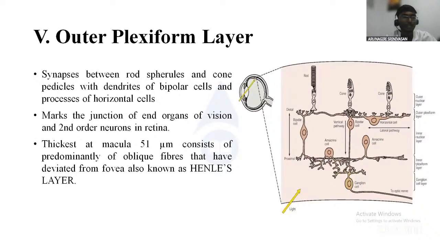Outer plexiform layer. It contains synapses between rod spherules and cone pedicles with dendrites of bipolar cells and processes of horizontal cells. It marks the junction of end organs of vision and second order neurons in the retina. Thickest at the macula, 51 micrometers, it consists predominantly of oblique fibers that have deviated from the fovea, also known as Henle's layer.